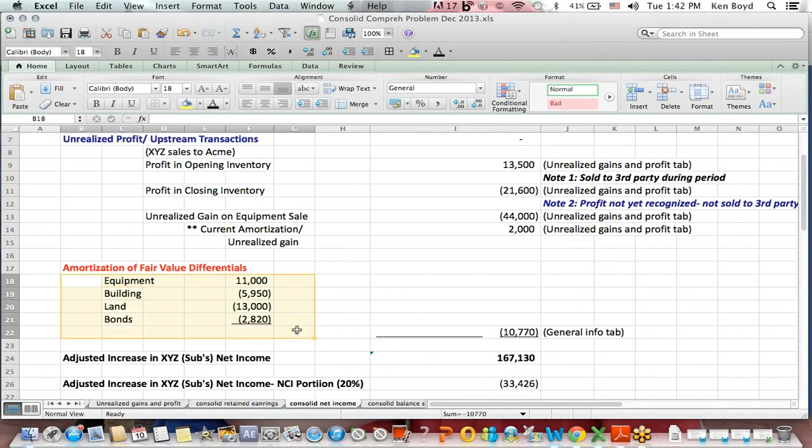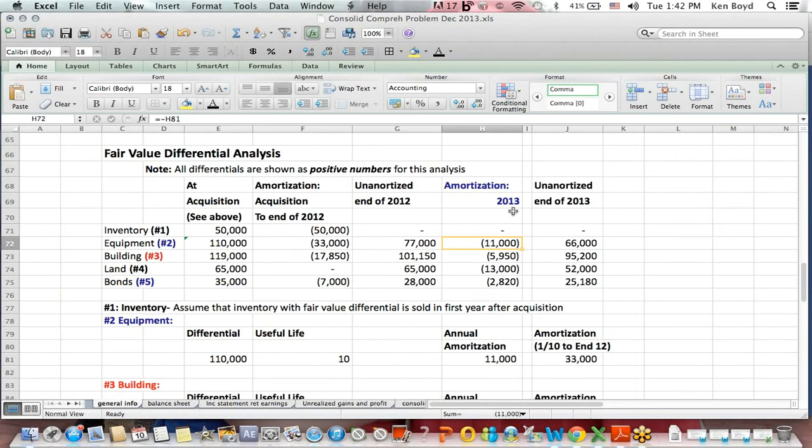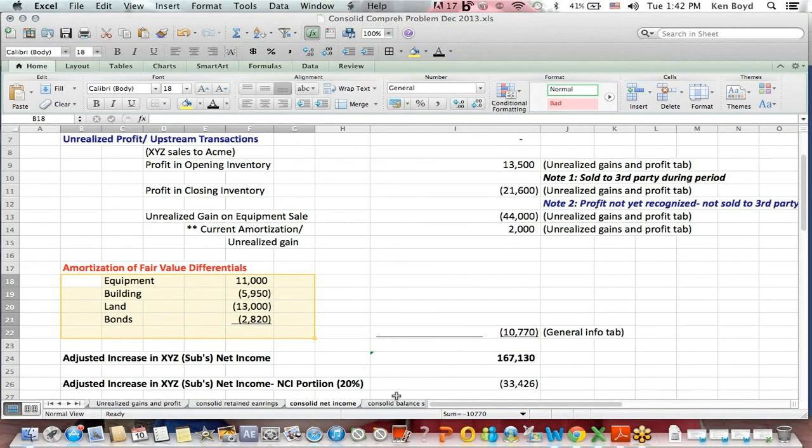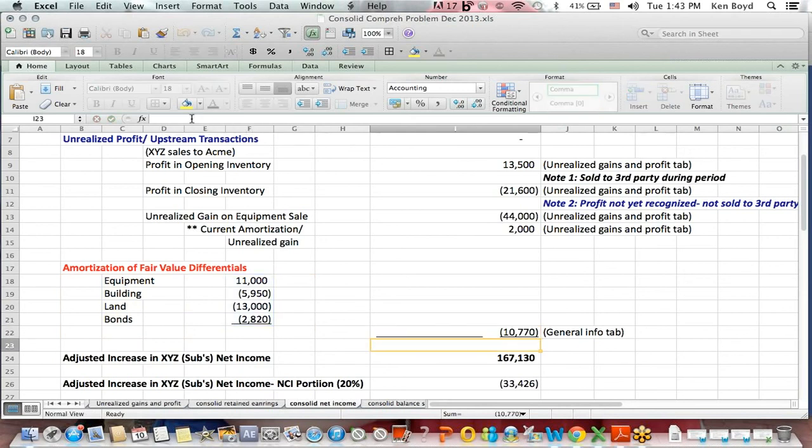So these are the 2013 amortizations of the fair value differentials, which agree to, on the general info tab, this column. We add those up. They total 10,770. That reduces earnings. That's why it's a negative number.